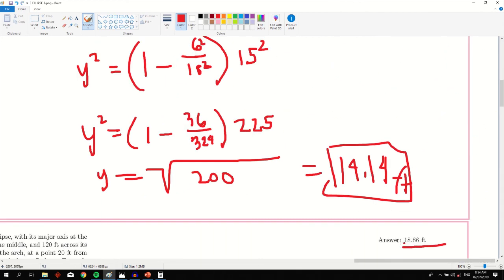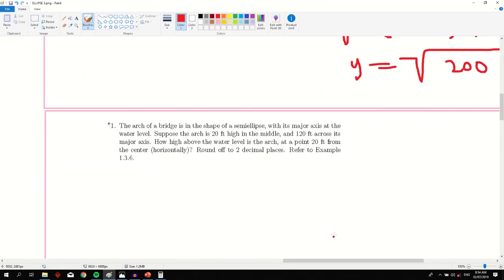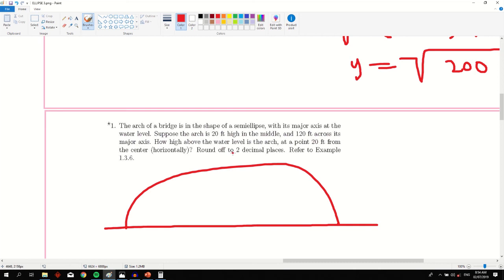Now here we have only an answer, but we have no solution. Okay. So the same question. The arc of a bridge is in the shape of a semi-ellipse. So, like the previous examples, semi-ellipse. Never mind the shape. Water level. So this is the water level. Then suppose that the arc is 20 feet high in the middle. So in the middle it is 20 feet.